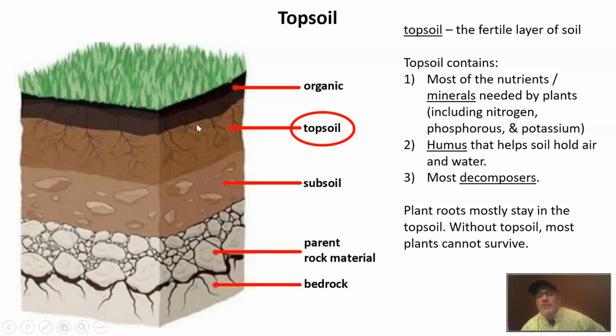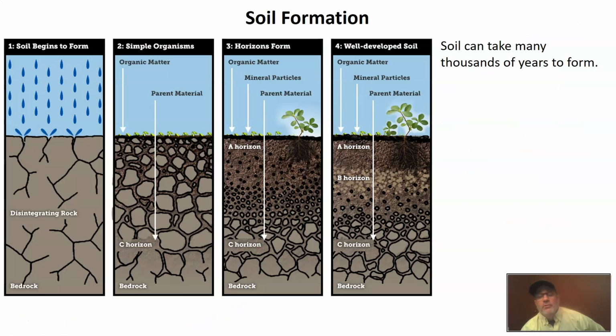When we see plant roots, plant roots don't really go down as deep as we like to imagine that they do. Most plant roots are going to stay here in the topsoil. Really, without this topsoil, plants just really can't survive. And so topsoil turns out to be really important for plant growth and for fertility, which makes topsoil important to us.